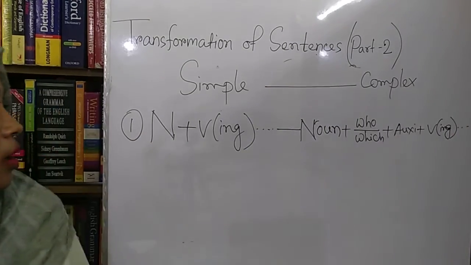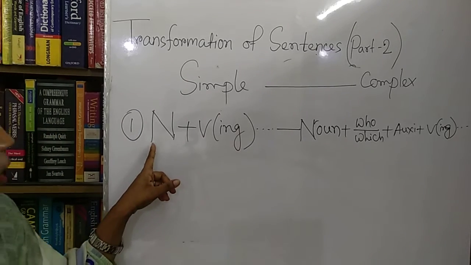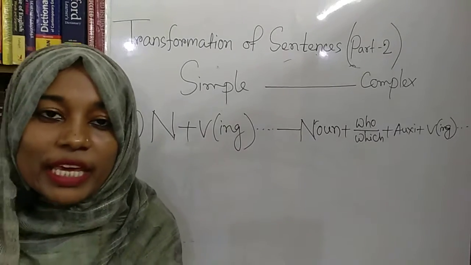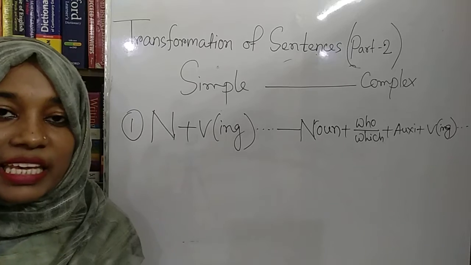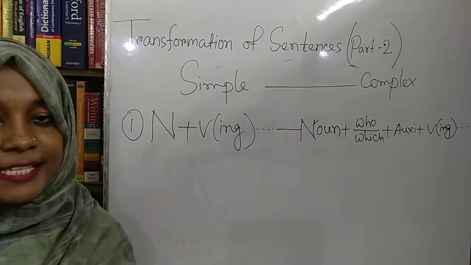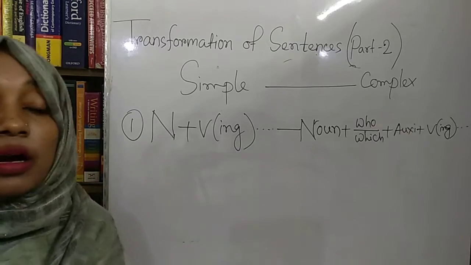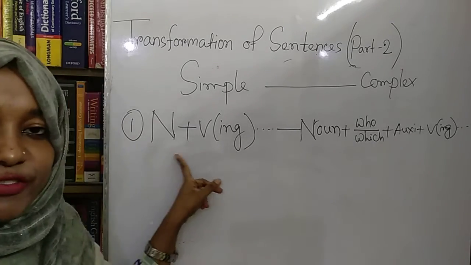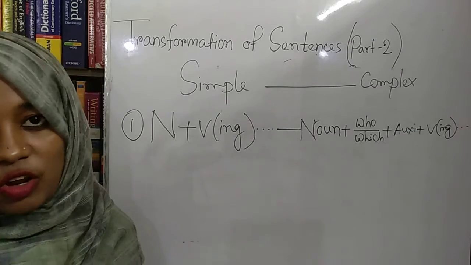Today I will use some keywords or phrases which are used in simple sentences, and if you want to make them complex sentences, we have to expand these keywords or phrases into subordinate clauses. Now let's start. We can see here, if there is noun plus present participle in a simple sentence, if we want to make it a complex sentence, we have to expand this phrase or keywords into a subordinate clause.